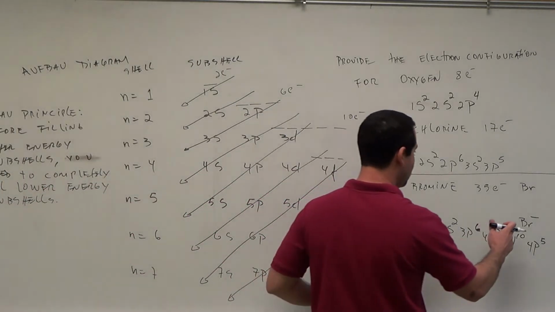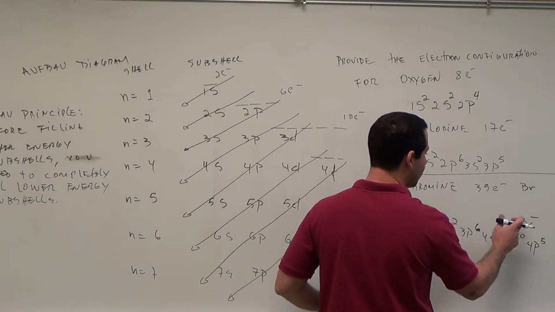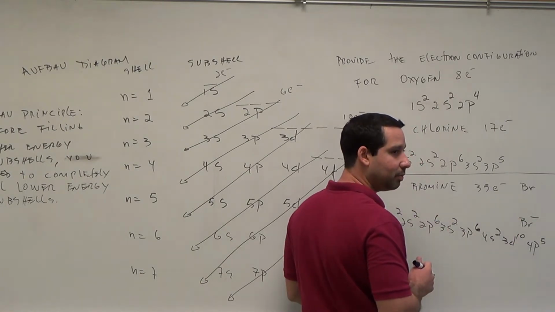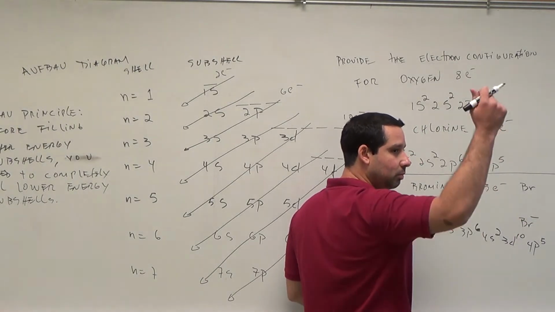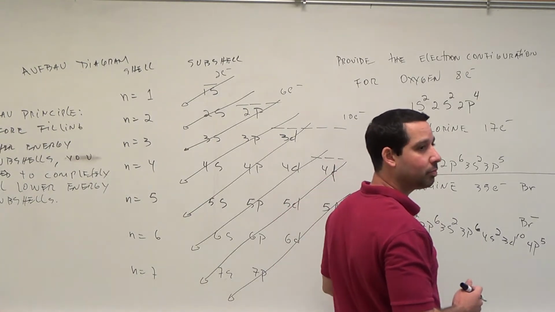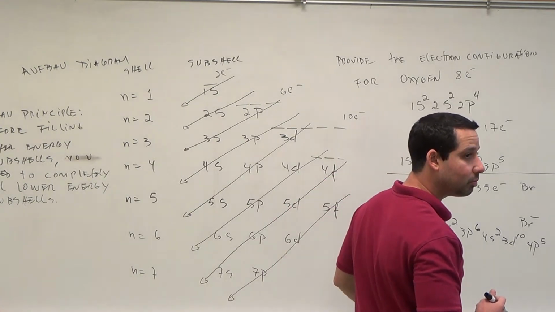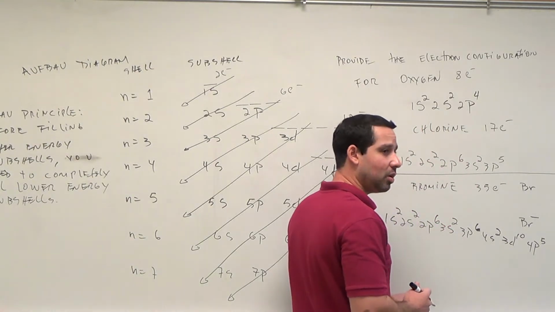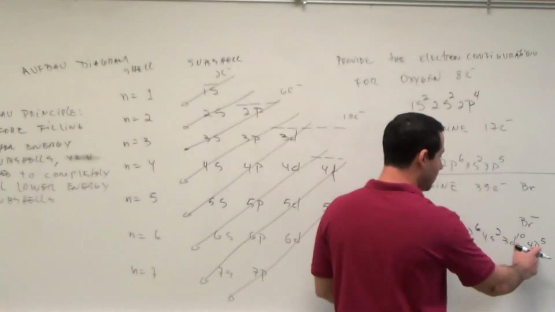All right, if we're doing the Br minus, how many electrons does Br minus have? You gain 1. So it's 36. But if we only write the last part, like the 4s2, 3d, and 4p5 in the test, is that wrong? You would have to write the noble gas.